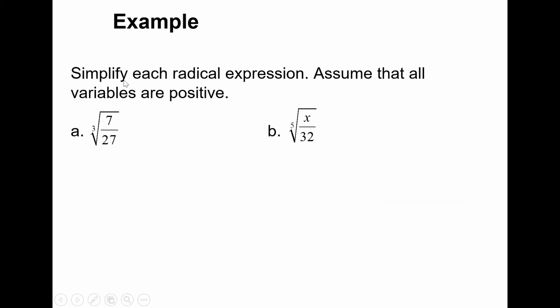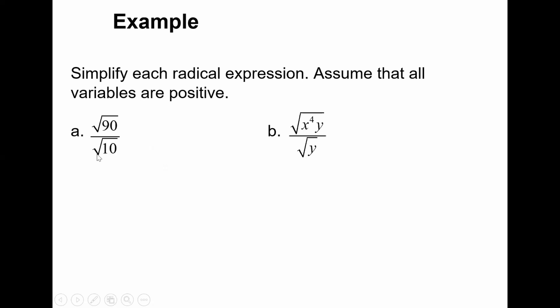All right, so we're supposed to simplify each radical expression, assuming all variables are positive. Well, let's break it apart into the cube root of 7 over the cube root of 27. We know that 7 doesn't break down, but 27 is 3 cubed, and so the cube root of 3 cubed is 3, so it's going to be the cube root of 7 over 3. Same thing goes here. This will break down into the fifth root of x over the fifth root of 32. Well, 32 is 2 to the fifth, so that's just going to be the fifth root of x over 2. Okay, so this is how we can break it down to make it simpler, so we can actually solve the problems. Now, what about this one?